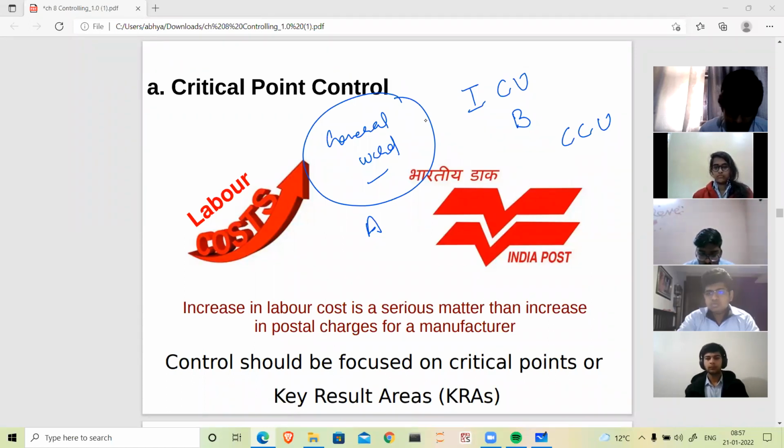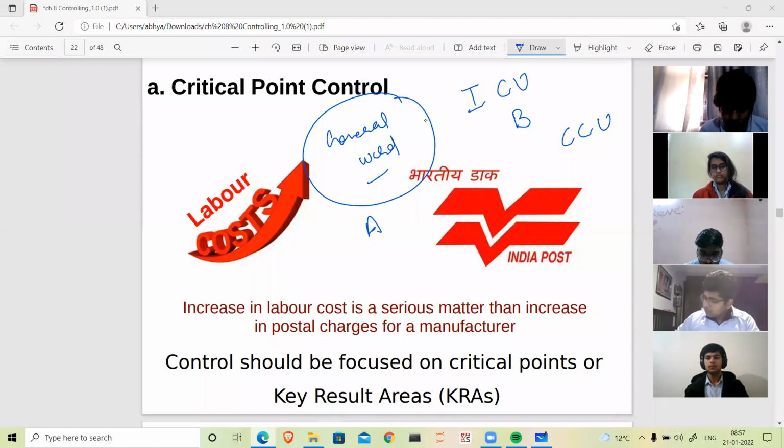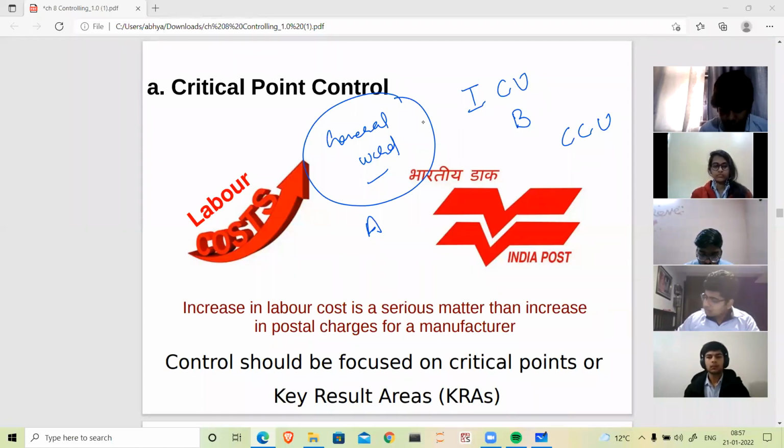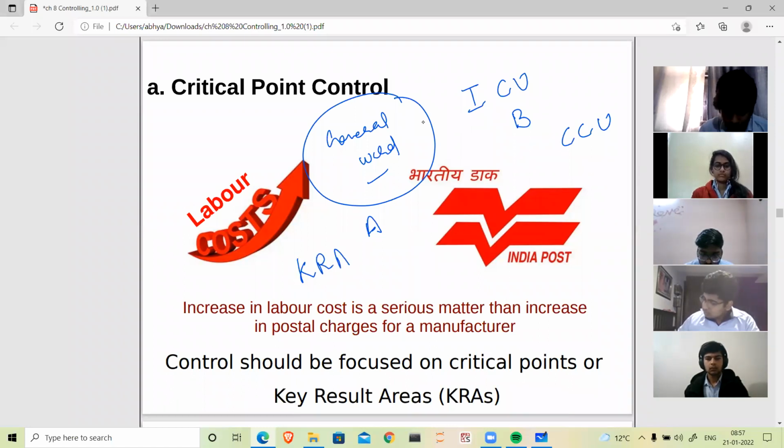So similarly in business also, some deviations are critical, very critical, which need immediate attention. If we are not paying attention to those deviations, then that deviation may take the organization into serious losses. So in an organization also, we decide KRA. KRA means key result areas. So key result areas are those critical points in a business which can affect the overall working of the organization, the profit structure of the organization. Those points are known as key result areas.